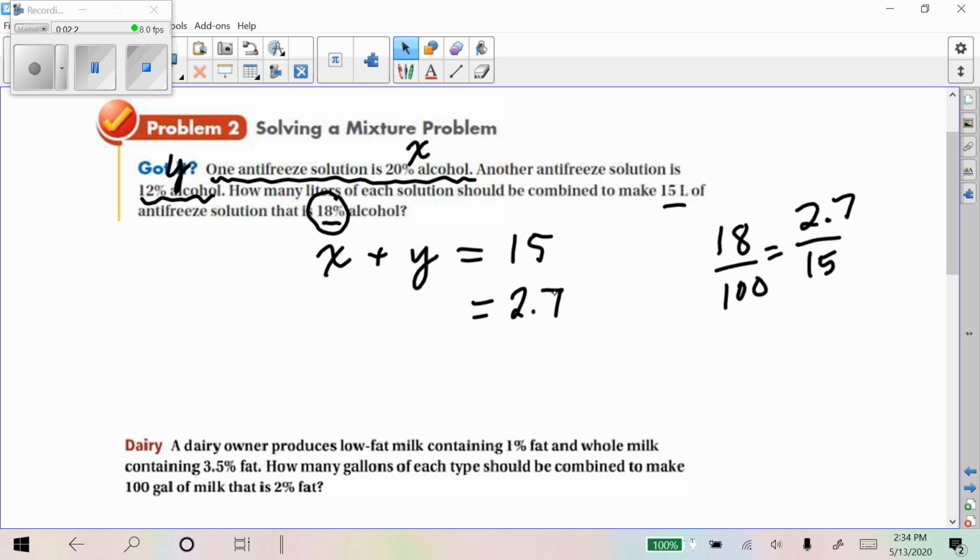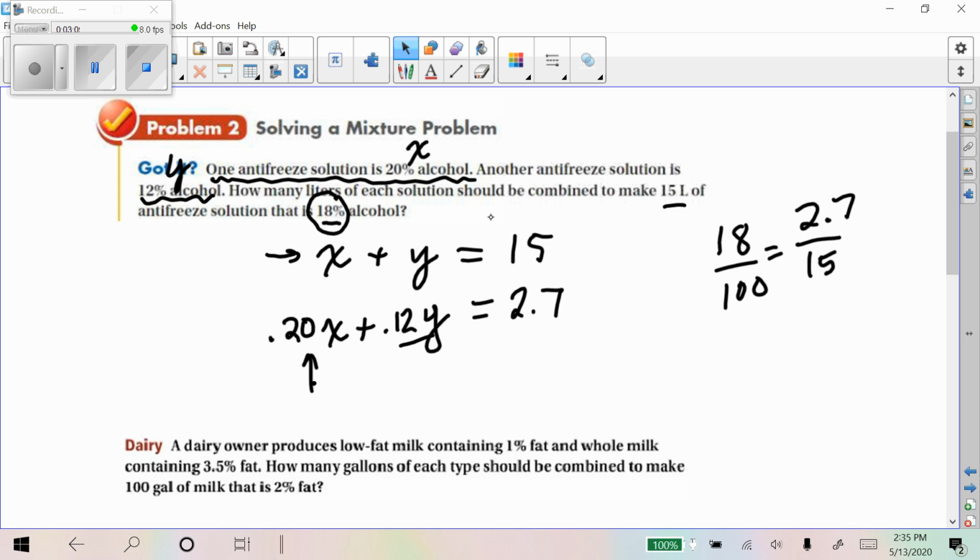Now the way we get that alcohol content is, in our X solution, there's 20% alcohol. So that expression looks like this: 20% of X. That right there is the alcohol in the 20% solution. And then likewise in the 12% solution, Y is how much of that 12%. So this is the alcohol that I'm adding up: the alcohol in the 20% solution plus the alcohol in the 12% solution.